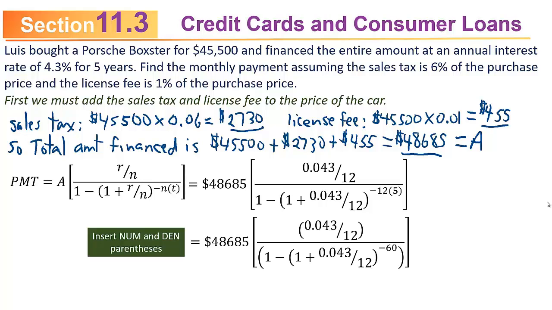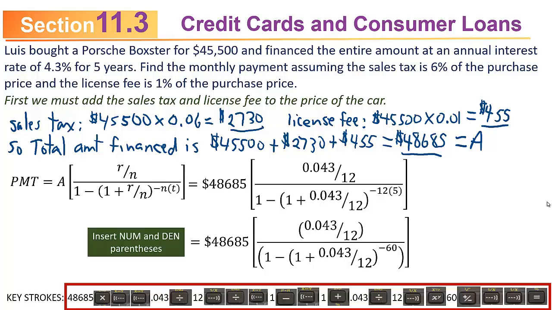So at this point, the expression is ready to go in the calculator, and again, I'm going to display the keystrokes and not go through them in detail, but you have to practice this until you can reliably get the right answer. And the answer you're shooting for, once it's rounded to the nearest cent, is $903.21.